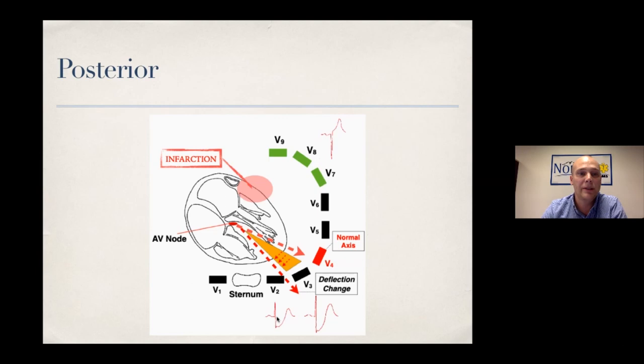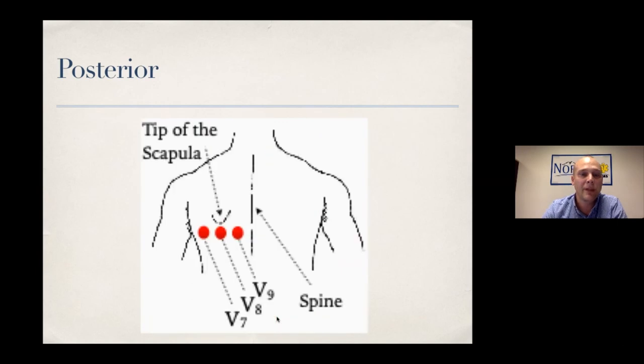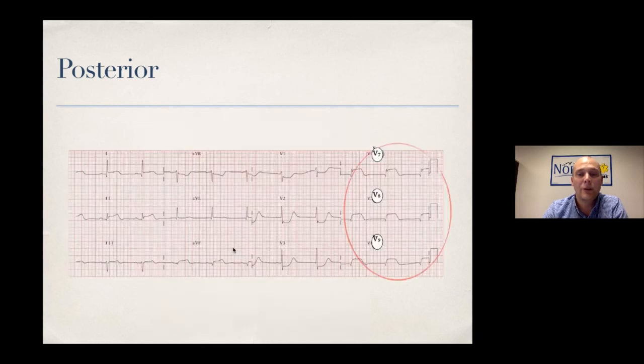There'll be more practice on this. And this is how you place them on the back of the heart. V7, V8, V9. I know I'm going kind of fast, but we'll go over that more in a minute. And so if you were to take a posterior EKG, place it on the back of the heart, run it again, you would get this. So you get the ST elevation here.